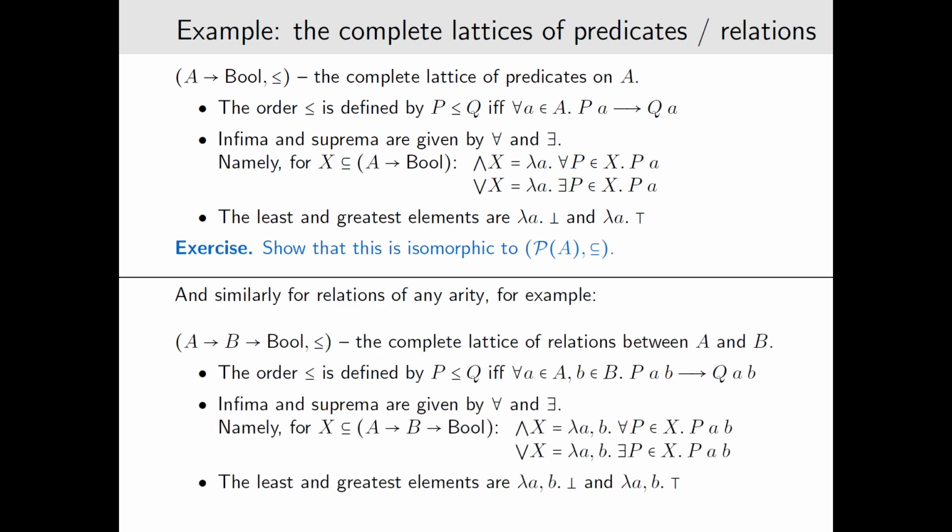And of course, this works for any arity. So we can consider any kind of relations, and we still have a complete lattice. So it's nice that we have complete lattices everywhere, because this means that we can define things inductively and coinductively everywhere.